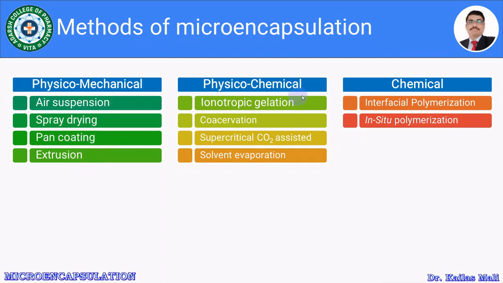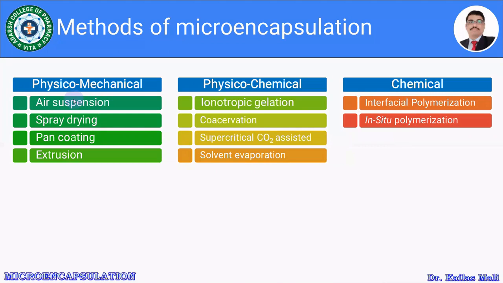In the case of physico-chemical, again there are four methods. The very first one is ionotropic gelation. The second one is coacervation phase separation. The third one is the supercritical carbon dioxide assisted method, and solvent evaporation. And in the last type, that is chemical, there is interfacial polymerization or in situ polymerization. Here I have cited only the 10 methods. More than that are also available for the manufacturing of microencapsulation.